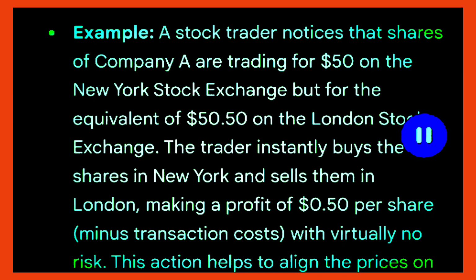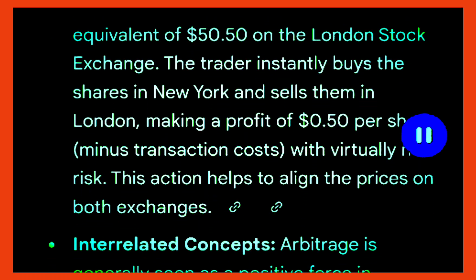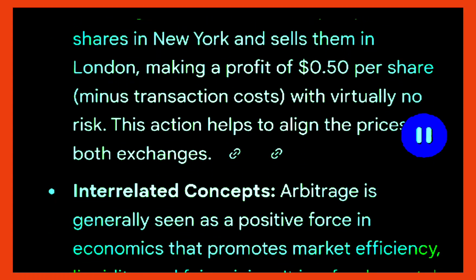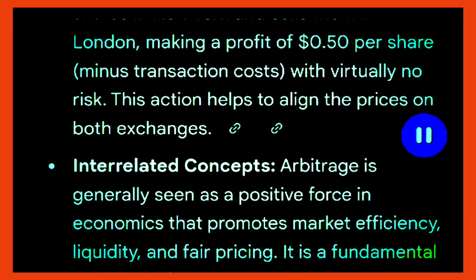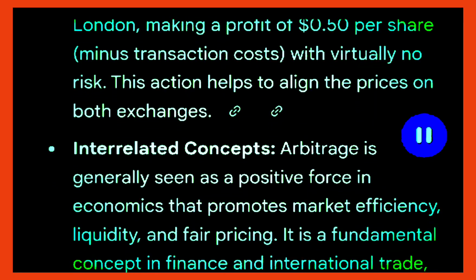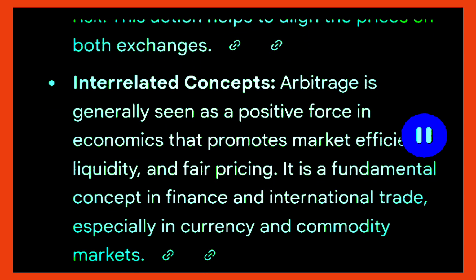Example: a stock trader notices that shares of company A are trading for $50 on the New York Stock Exchange but for the equivalent of $50.50 on the London Stock Exchange. The trader instantly buys the shares in New York and sells them in London, making a profit of 50 cents per share, minus transaction costs, with virtually no risk. This action helps to align the prices on both exchanges.